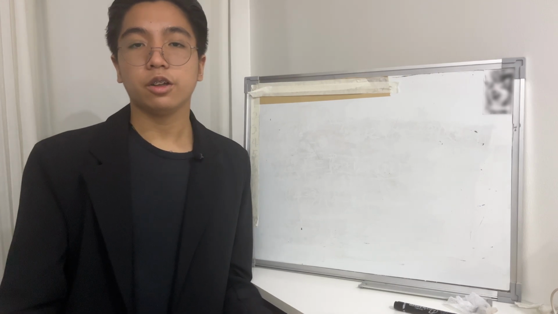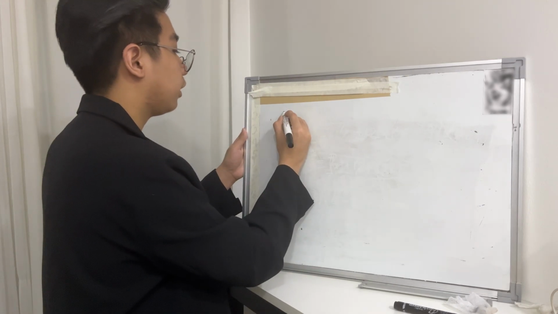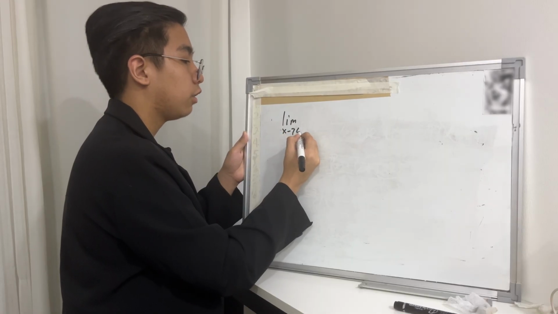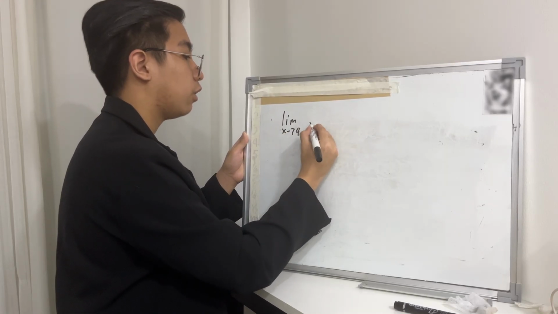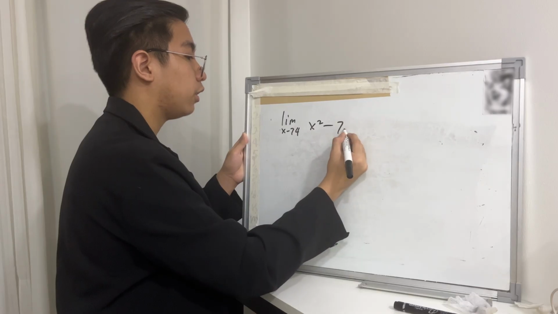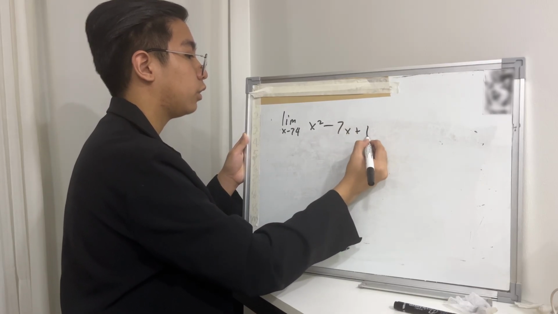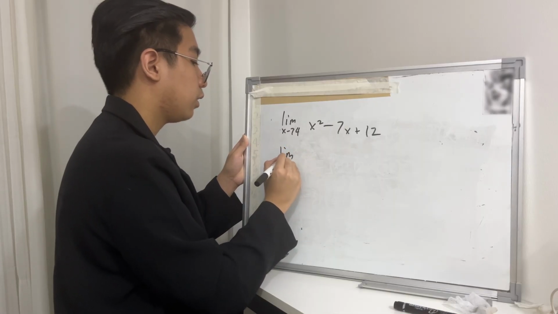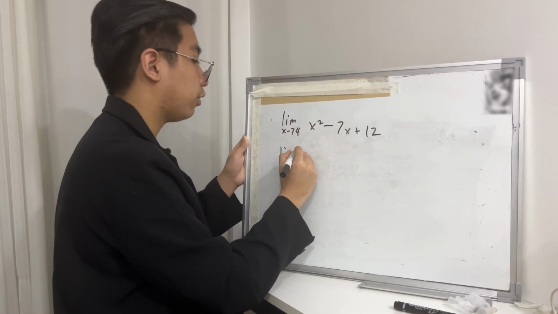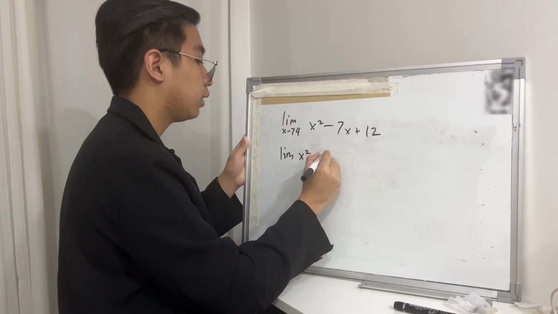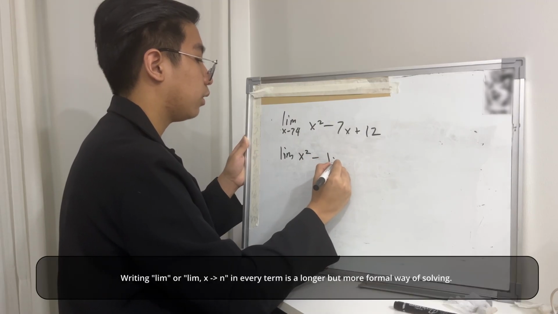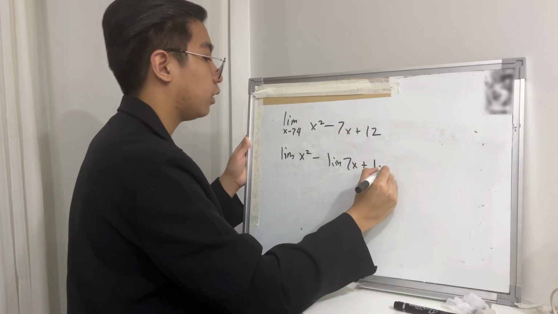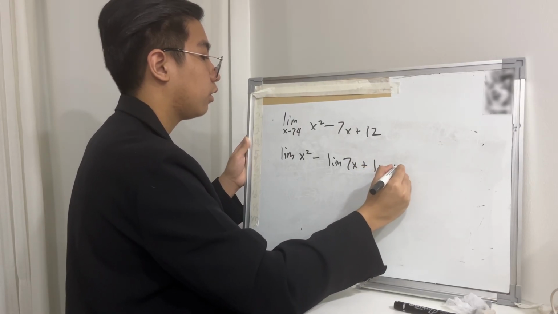So first, let's try to solve a polynomial. Let's try to get the limit as x approaches 4 of x squared minus 7x plus 12. But first, let's split this up: the limit of x squared, minus the limit of 7x, plus the limit of 12.